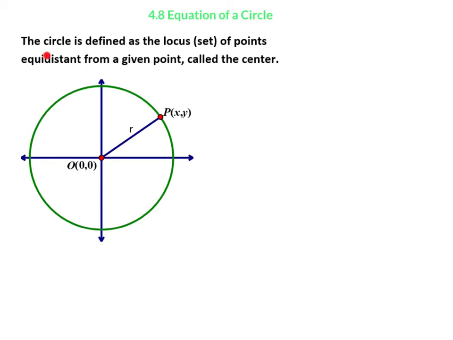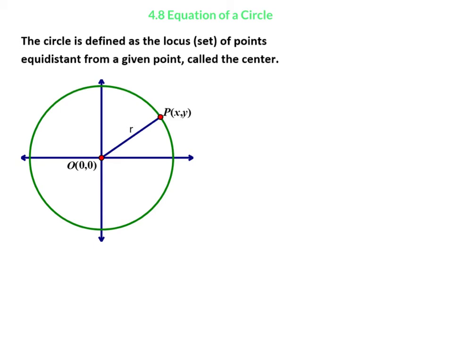First of all, a circle, as you know, is defined as the locus, or the set of all the points that are equidistant from a given point. So the idea of how that circle is formed is that all of those points are exactly the same distance away.